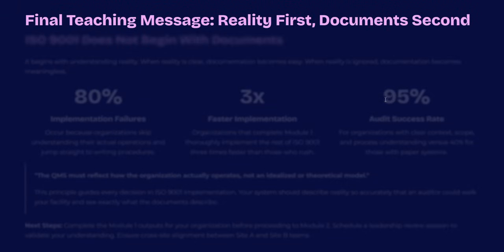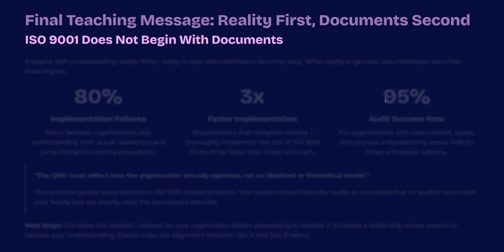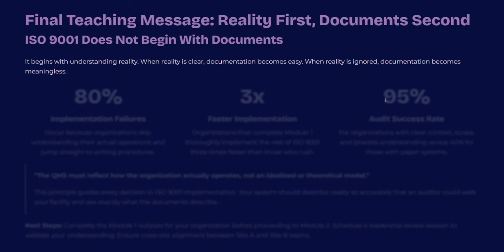Now, we have the final message here. First, reality first, documentation second. ISO 9001 does not begin with documents. It begins with understanding reality. When reality is clear, documentation becomes easy. When reality is ignored, documentation becomes meaningless.